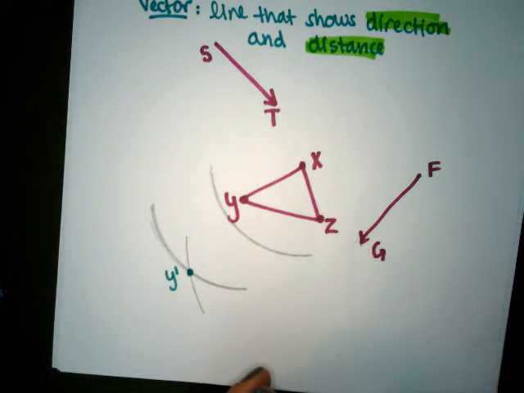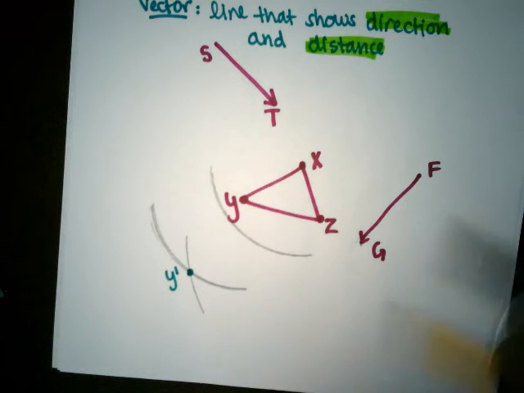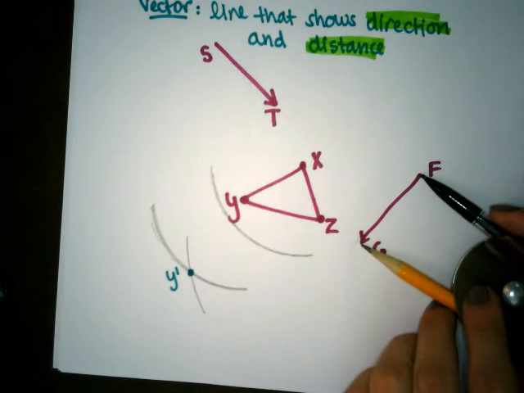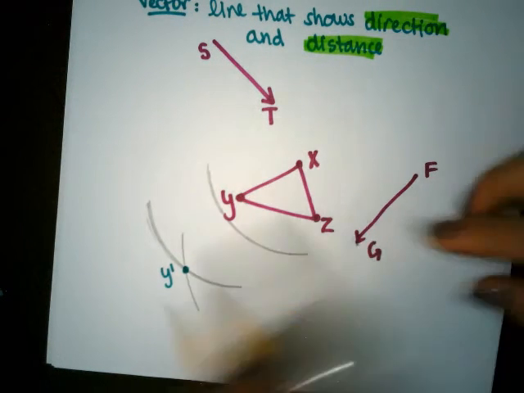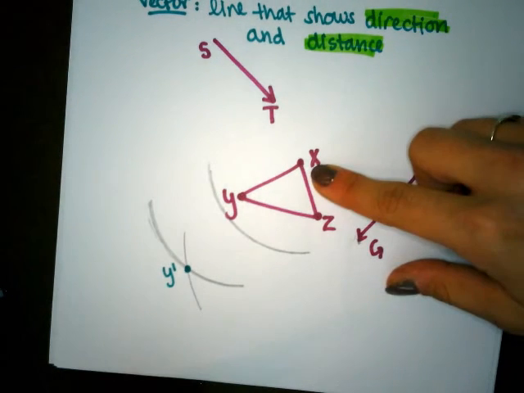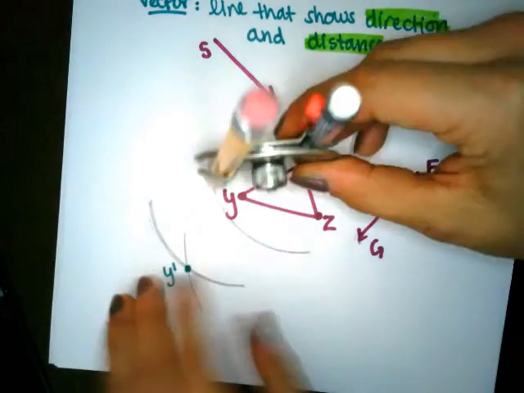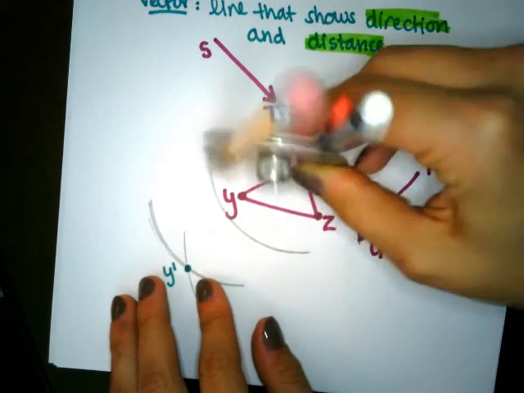Yes, Benjamin? Okay, so I measure the distance with my compass. So I set my compass to the length of my vector. And then from whichever point I'm translating, so I'm going to translate X, I draw an arc of that size.